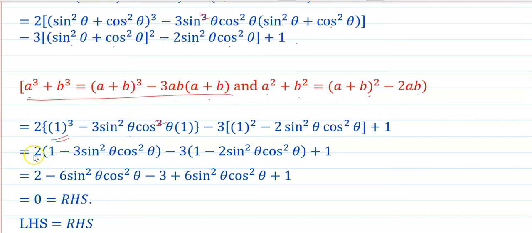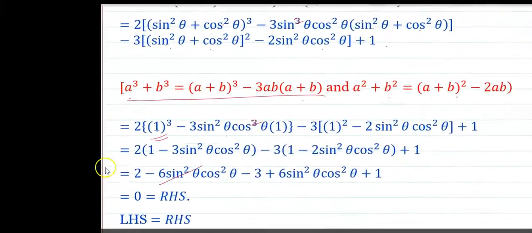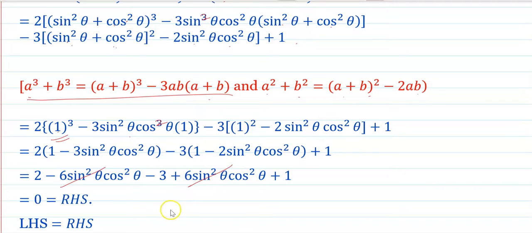Next simplification, that is 2 into 1 is 2, 2 into 3 is 6, that is minus 6 sin square theta cos square theta, minus 3 into 1 minus 3, minus 3 into minus 2 sin square theta into cos square theta is plus 6 sin square theta into cos square theta, and lastly the plus 1. Now here minus 6 sin square theta into cos square theta, and this plus get cancelled. Next 2 minus 3, you will get minus 1 and this plus 1, that is 0.